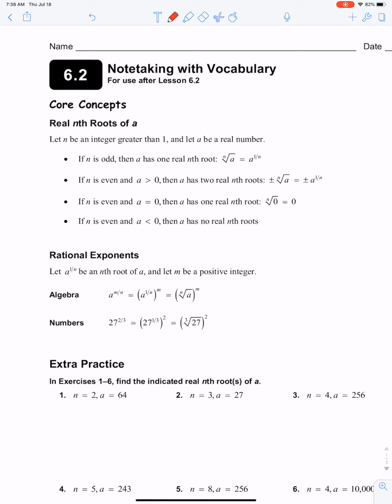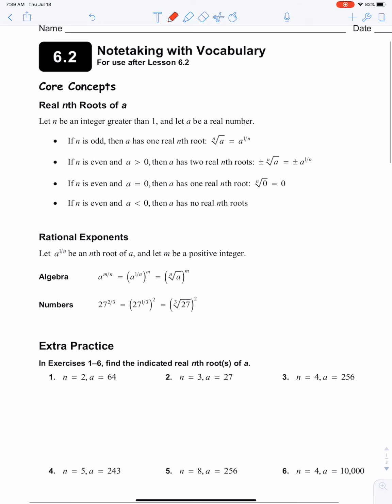Hey everybody, so today we're talking about real nth roots of an integer. We'll start off by going over some of the typical properties of roots. So if your n is odd, then a has one real root.